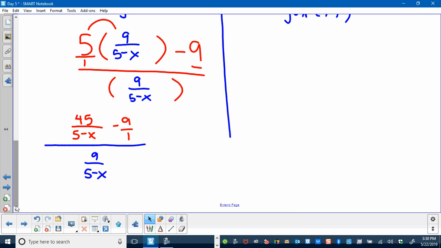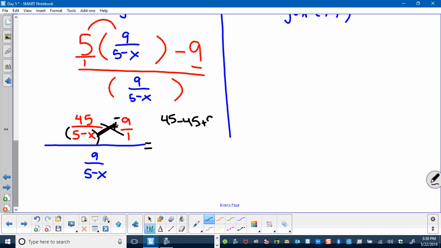Everyone's always like, sir, I can cancel things. No, you can't. You need to make a common denominator first. So I'm going to do plus negative, and I'm going to do my dead sign seconds. 45 times 1 is 45. Negative 9 times all of that, imagine there are parentheses there. Negative 9 times 5 is negative 45. Ooh, this is looking good. Negative 9 times negative x is positive 9x, and all of that is over, don't forget to smile, 5 minus x.